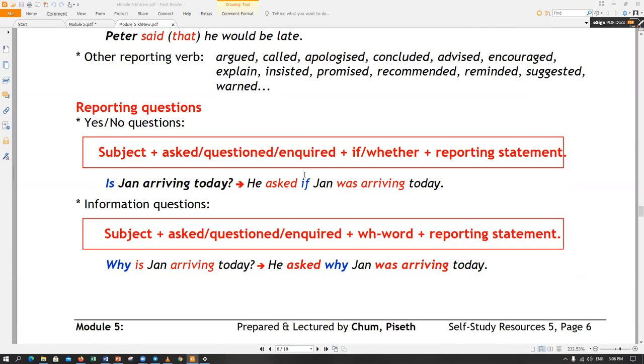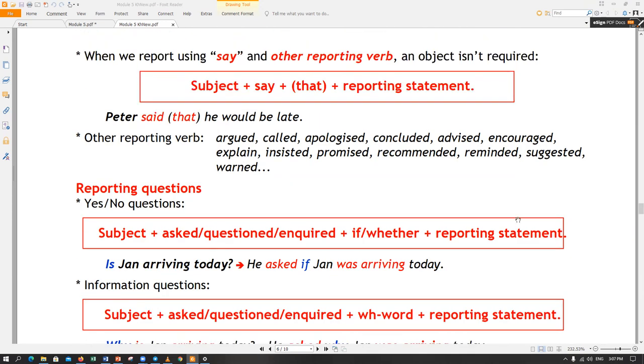In reported speech, the question changes into a statement. Can I yok the report, the question becomes a statement.